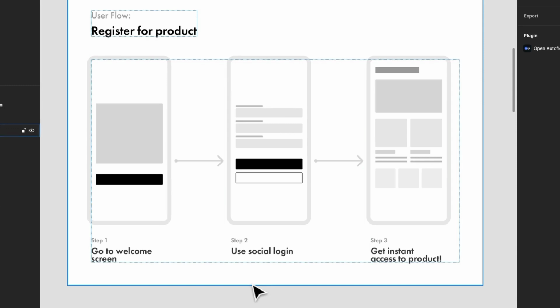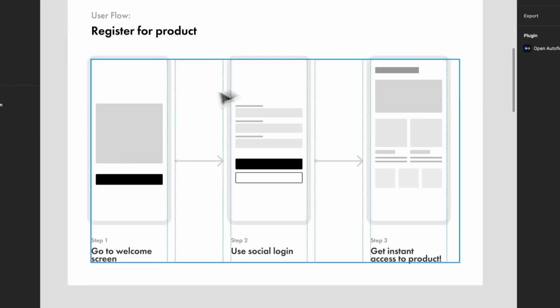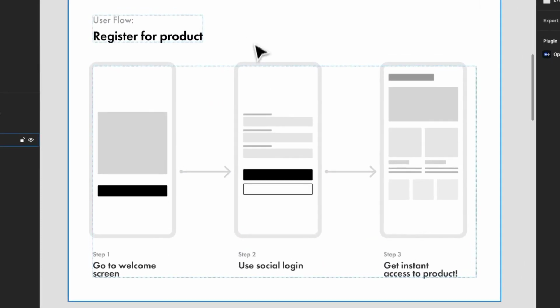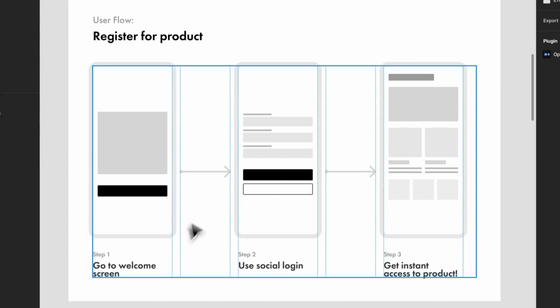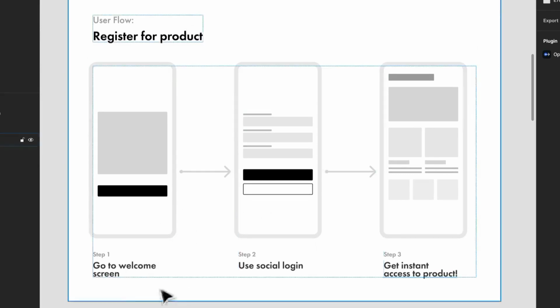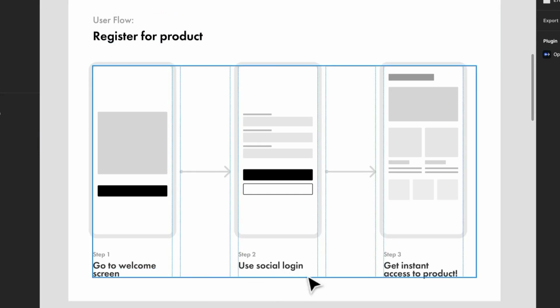So why do they help, you may be asking? Well, they are the best way to solve the issue of communicating the way we want our products to work and the way users interact with our products. They also help us think about our product and the users who interact with it in 3 simple questions. What is the goal of this thing? So we want them to register for the product in this example. Who is doing it? Well, a general user who is external from the product is doing this right now. And how do they do it? Well, they go to the welcome screen, they use a social login, and they get instant access to that product.